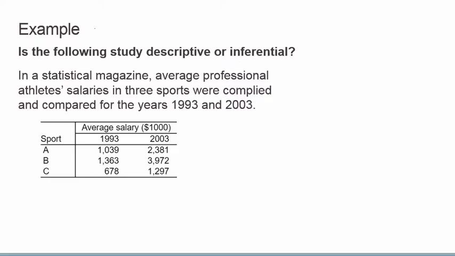$2,381. For Sport B, in 1993, $1,363. And in 2003, $3,972. For Sport C, $678 in 1993, and $1,297 in 2003. Since the table represents data collected in 1993 and in 2003, the following study is descriptive.